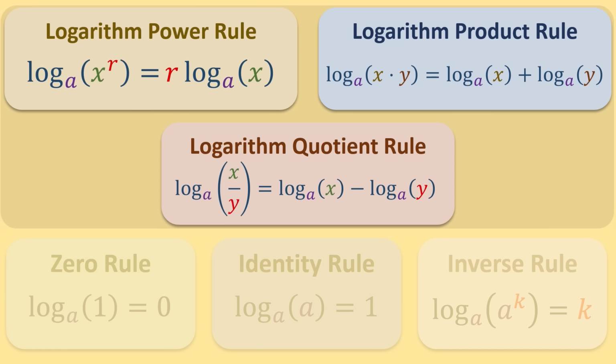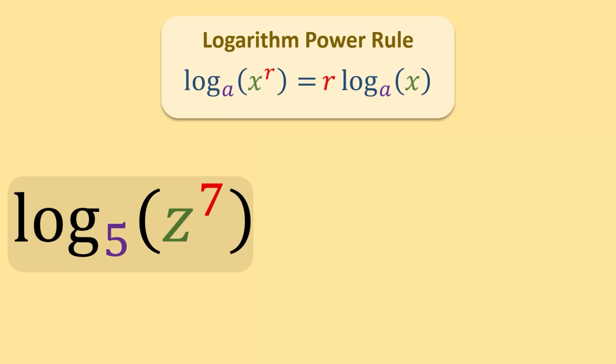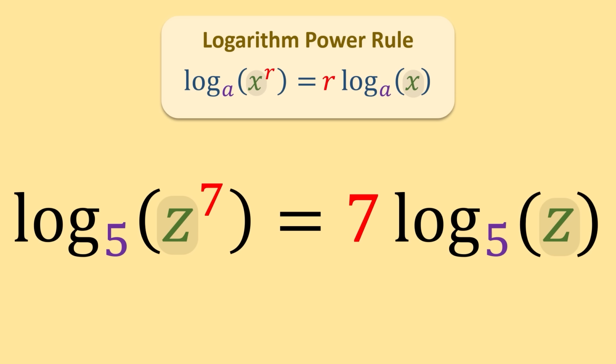To whet the palate, let's go ahead and do a simple example using each of these rules, starting with the power rule. Consider log base 5 of z to the 7th power. The power rule up top tells us that if everything within our logarithm is raised to the power r, we can bring the power r out front and leave everything else inside. Down here, everything within our logarithm is raised to the 7th power, so we can bring 7 out front of the logarithm and leave z inside.